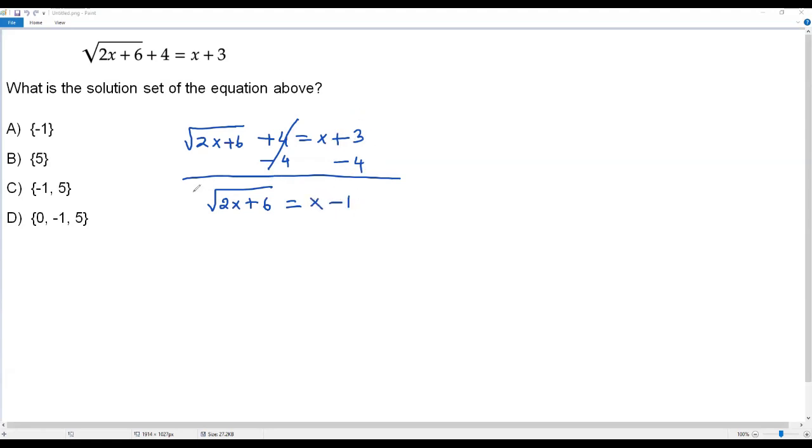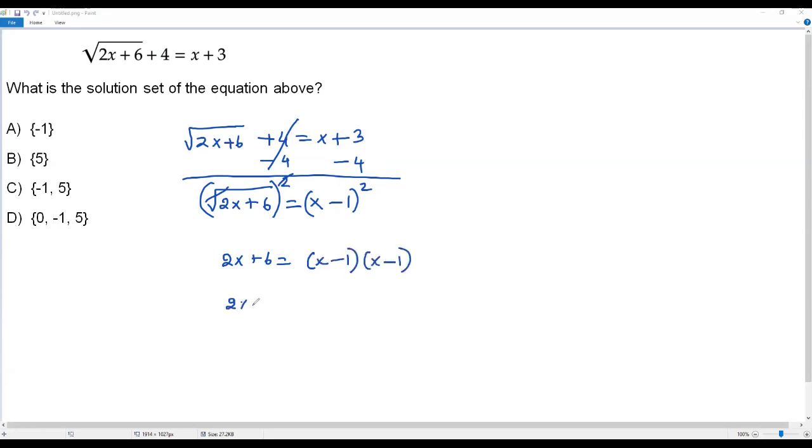Okay, now I have to get rid of the square root we have on the left side. To get rid of the square root, what I need to do is square both sides. So when I square both sides, this square root and square will cancel out. I'm getting 2x + 6 on the left side. Now this (x - 1) whole squared can be written as (x - 1) times (x - 1).